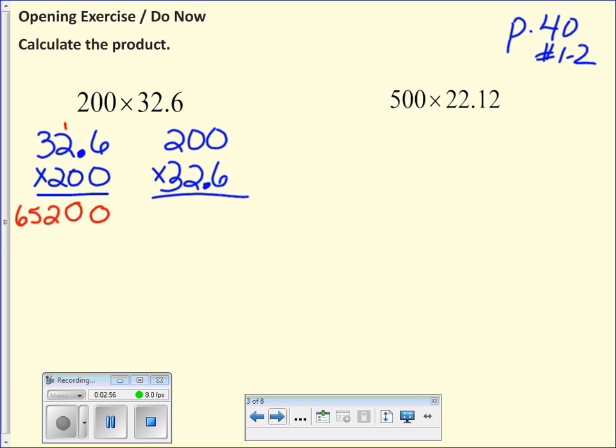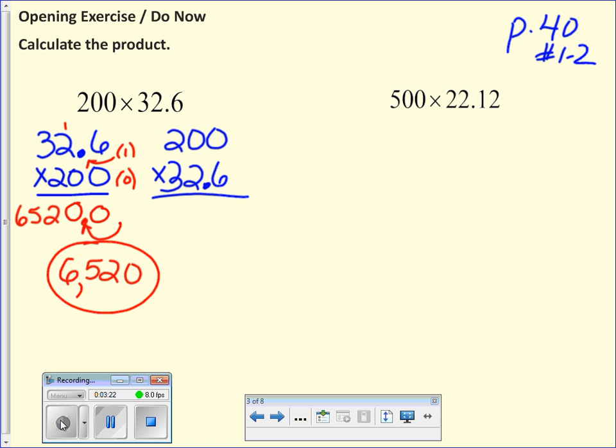All right, so there's one digit after the decimal here. There are no digits after the decimal here. So there's a total of one digit after the decimal. So my decimal is always at my end, but I have to move it over 1. So then I'm going to rewrite my answer so that there's no confusion with my arrows and my decimals. And that's your answer. Let's take a look at the second one.